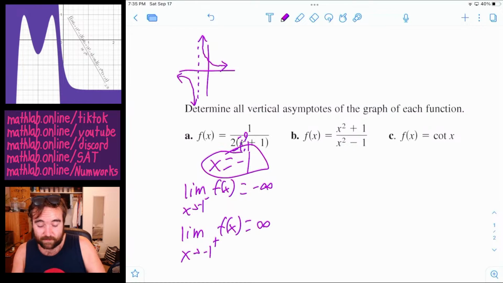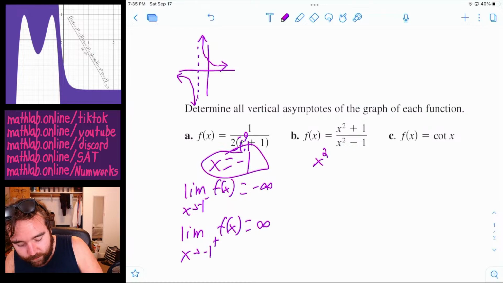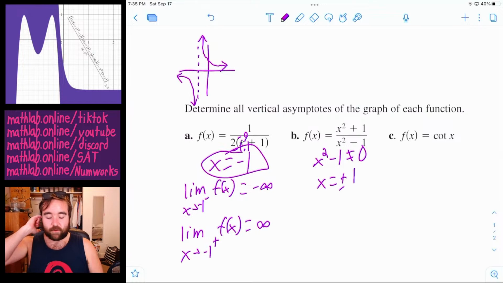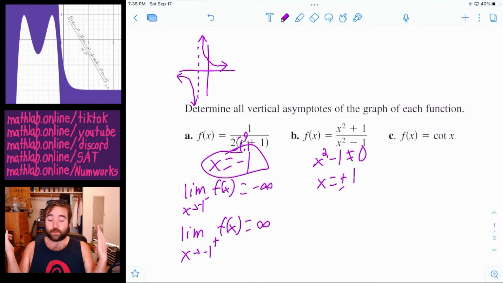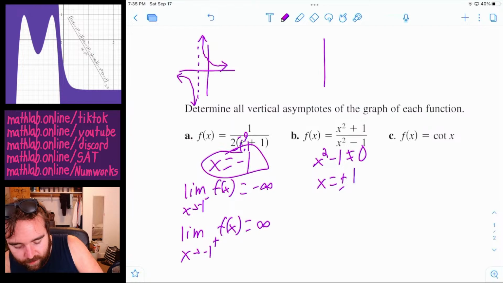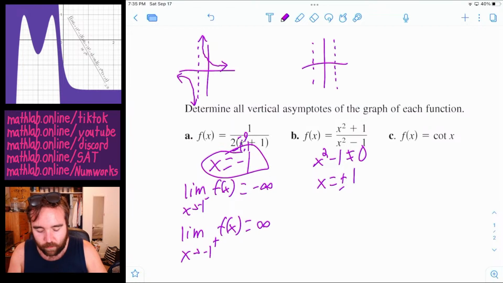And then B, we're going to similarly do that very quickly. We just need the denominator to not equal 0, so we add 1 and square root both sides. So we have our vertical asymptotes at x equals plus or minus 1. And if we want to sketch out the graph real quick, just because that's kind of fun, we've got our 1, negative 1.